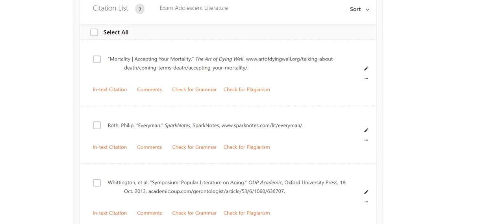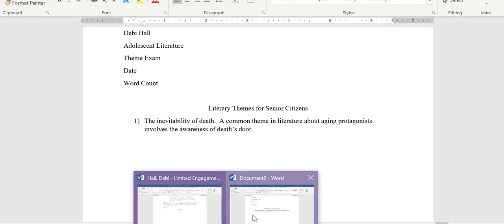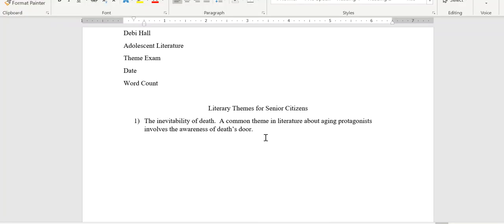Now I can go and look at the article and find a good definition, which I'm going to quote from this article, and I'm going to give the article credit. I've decided that this statement most closely defines what I mean by this theme. And I'm going to give credit to that so that I'm not copying and pasting.